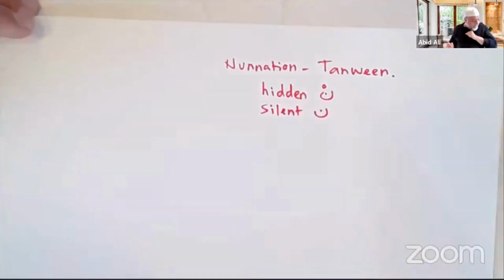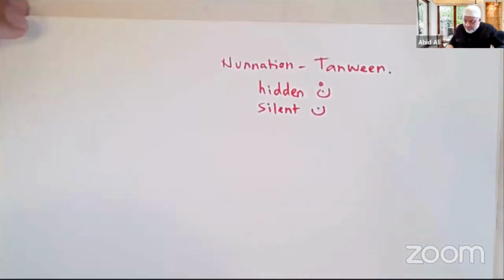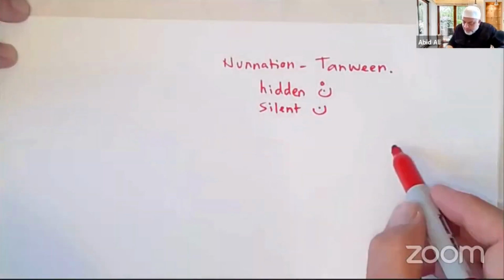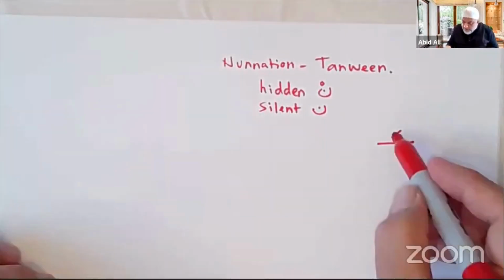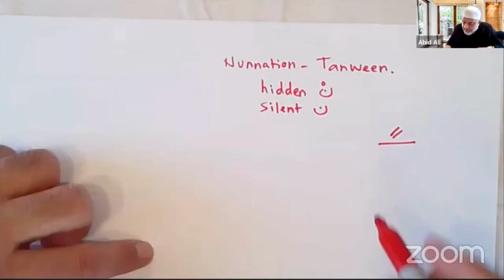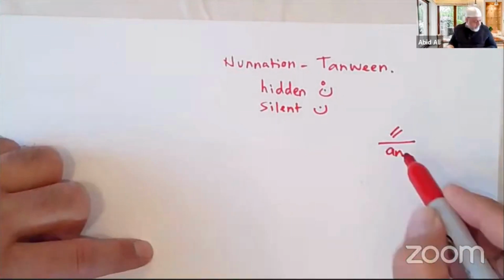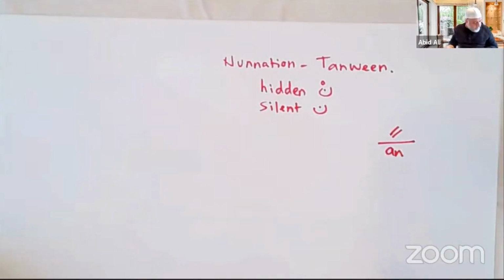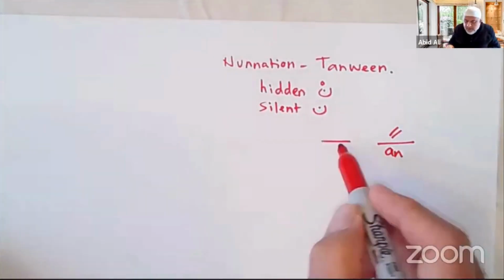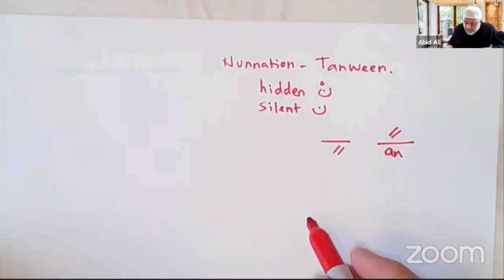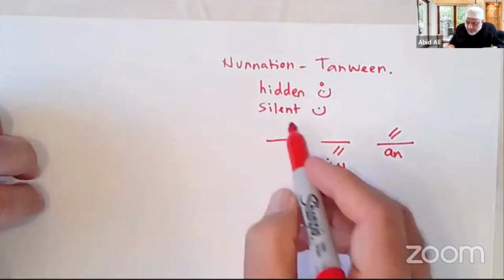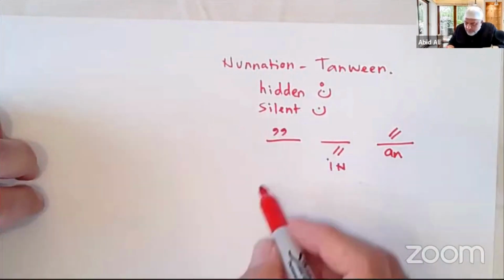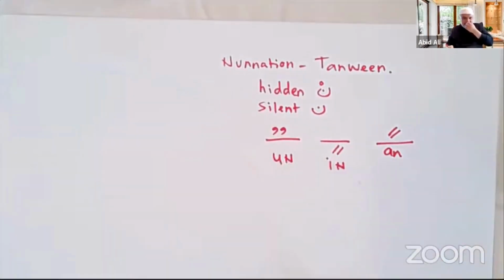Are you familiar with this? For example, we saw that we put a fatha on top of the letter, but if I make it two lines, then it becomes an. What sound comes out? An. And similarly, if I put two kasras underneath, it becomes in, and then two dhammas on top will be un.